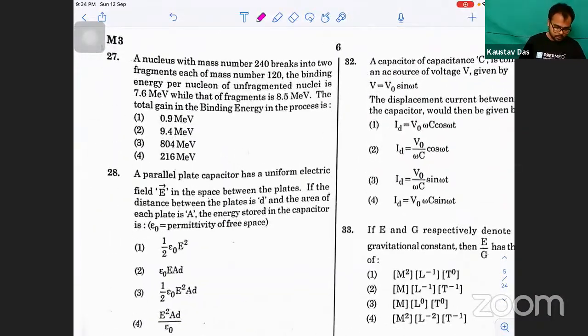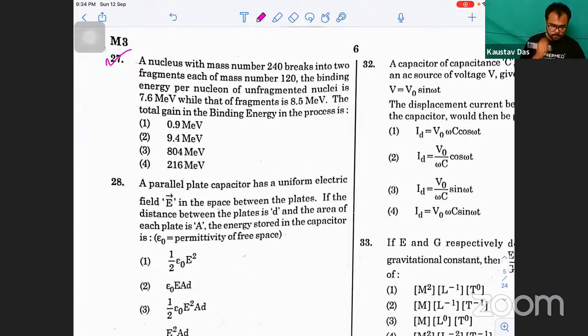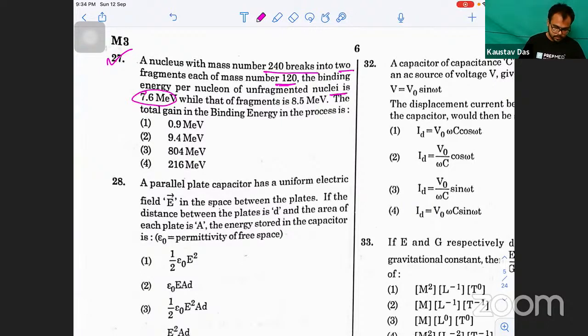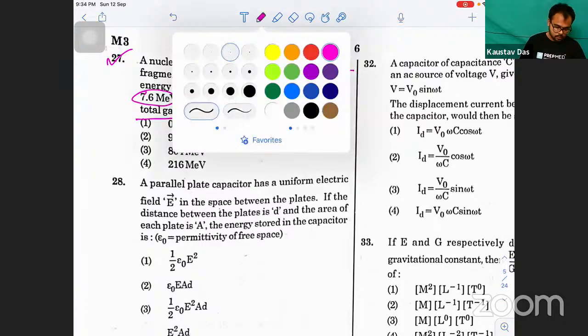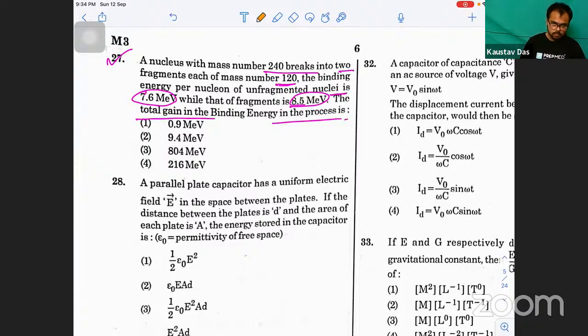Now let us come to question number 27. The nucleus with a mass number of 240 breaks into 2 fragments, each of mass 120, and it is given that the unfragmented nucleus has a binding energy of 7.6, while that of the fragments is given as 8.5. So what is the total gain in the binding energy in this process? If you subtract, you are going to get the change in the binding energy. The delta E you can find out by the change in the binding energy. The binding energy is 8.5, so you just have to subtract 8.5 minus 7.6, which is going to be 0.9.